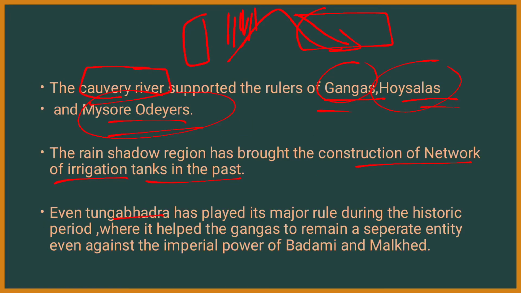Even Tungabhadra has played its major role during the historic period, where it helped the Gangas to remain a separate entity even against the imperial power of Badami and Malkeda. The Gangas were helped by the Tungabhadra river because the Badami and Malkeda rulers tried to encroach on the Ganga rulers, but the Tungabhadra river was the barrier in between them and it helped them to survive.